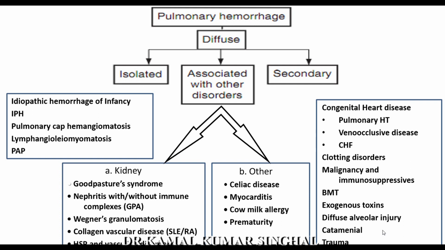But at times the bleed is so less in amount that it doesn't reach the proximal airways, and usually they present as chronic anemia rather than pulmonary hemorrhage. Then pulmonary hemorrhage may be catamenial, where it is associated with menses. It could be related to trauma also.